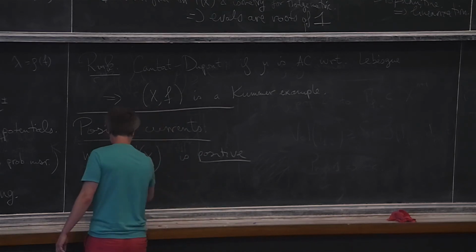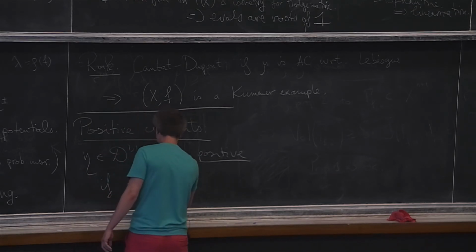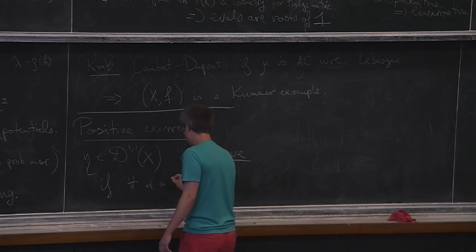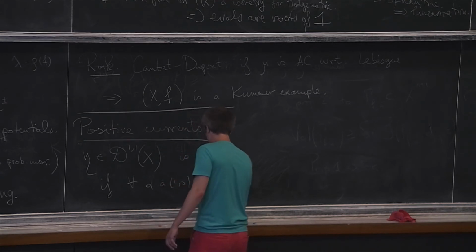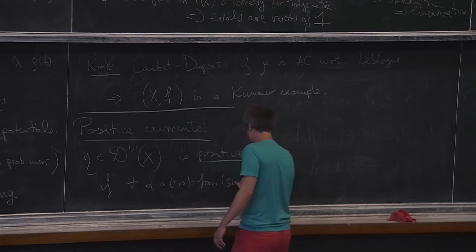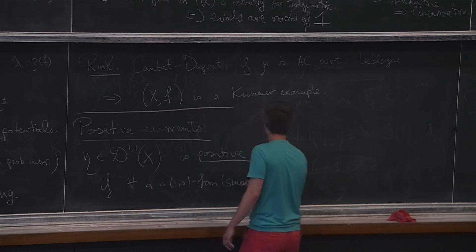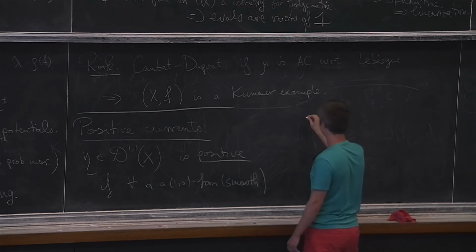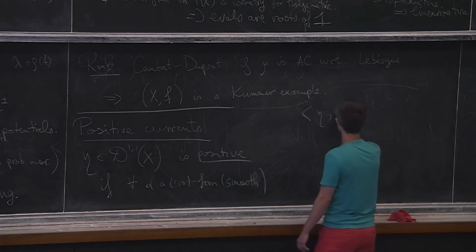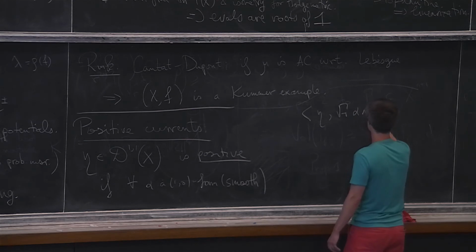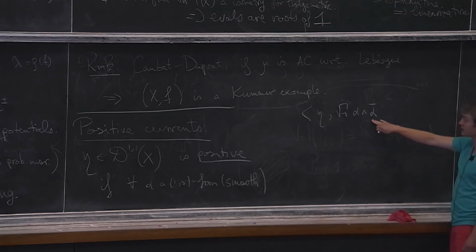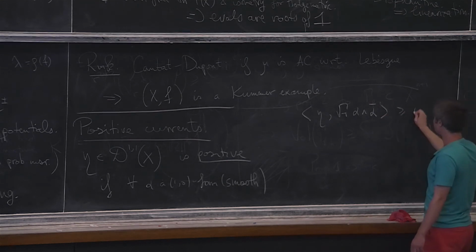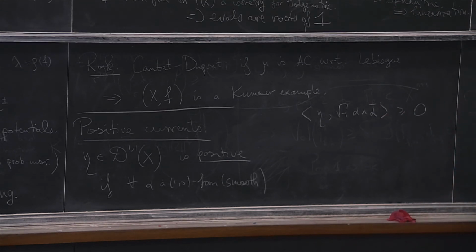if for any alpha a (1,0) form, smooth, you have that if you pair alpha with eta, with this kind of manifestly positive guy, alpha wedge alpha bar, which should be something that's positive, you get back something that's positive. So this is the abstract definition.